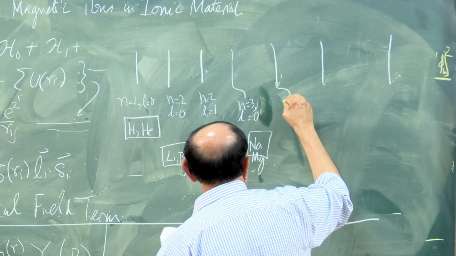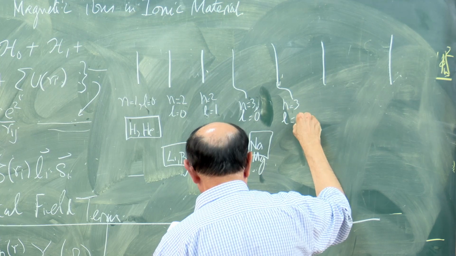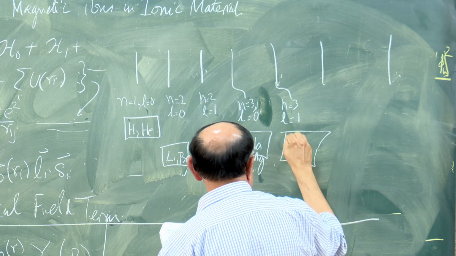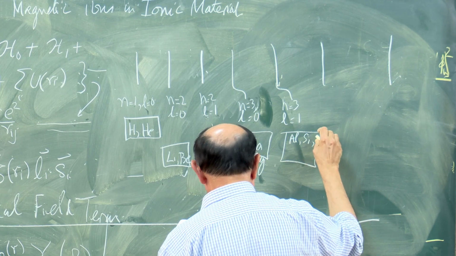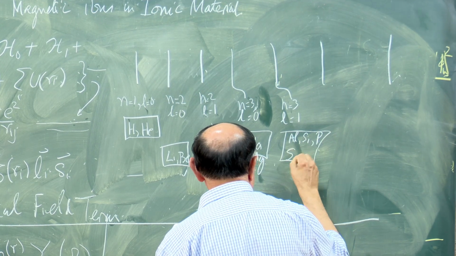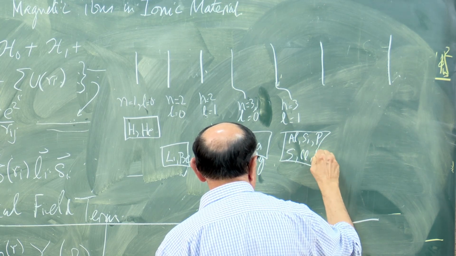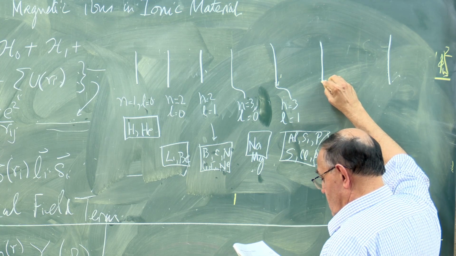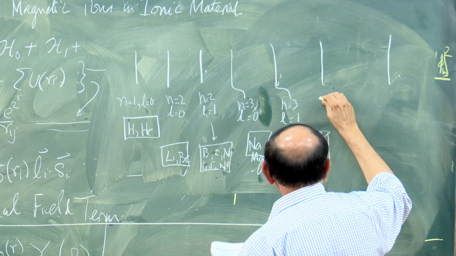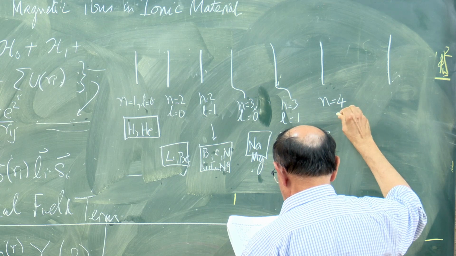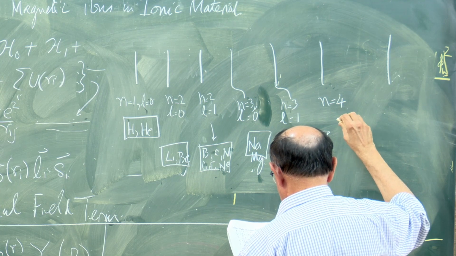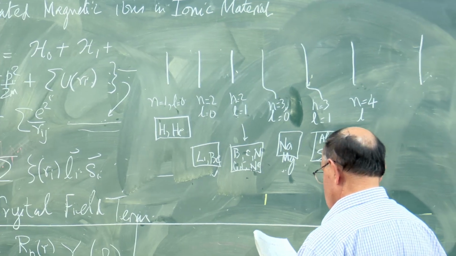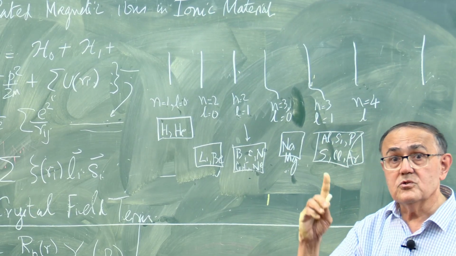Okay, then you have n equal to 3, L equal to 1: aluminum, silicon, phosphorus, sulfur, chlorine, and argon. Okay, now watch out. What should happen here? You should get n equal to 4, L equals 0. No, you should not. You should get n equal to 3, L equal to 2, but you don't.